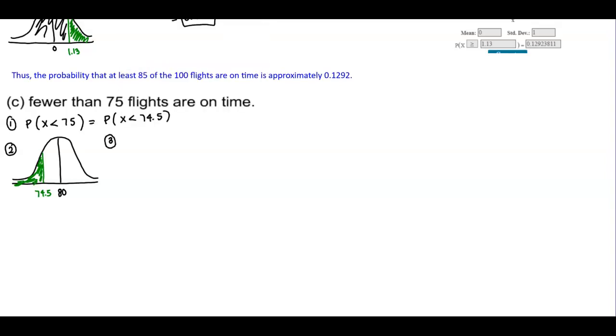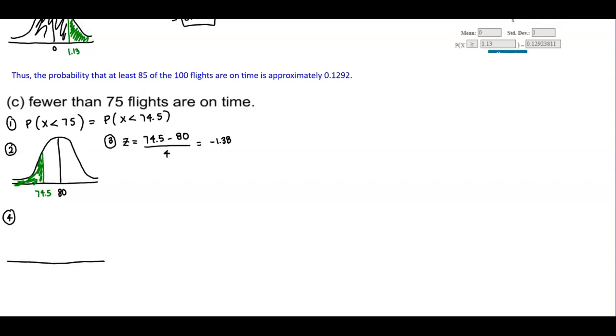So what we want to do is find the z-score. In order to find the z-score, we know that our x value is 74.5. We subtract the mean of 80 from the beginning of the problem, divided by the standard deviation, which is 4. And so what we get is negative 1.38.